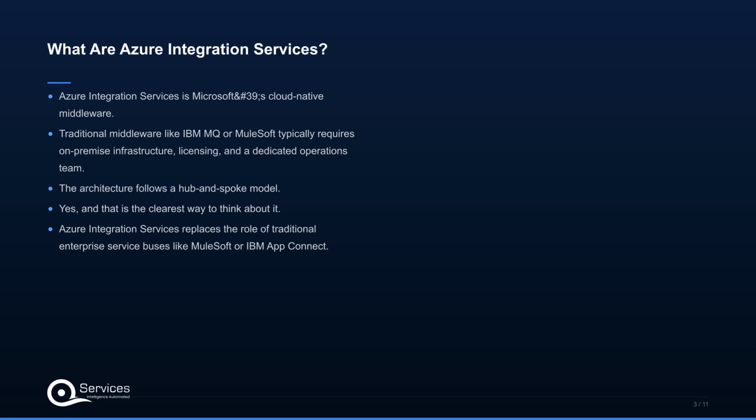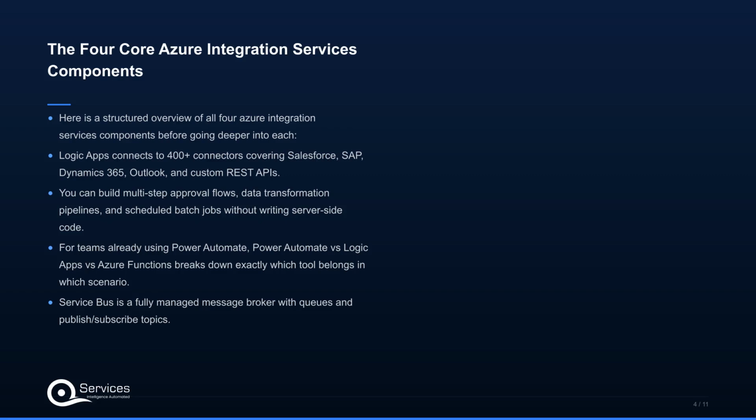Azure Service Bus acts as the central message broker, Logic Apps trigger on events or schedules, API Management sits at the perimeter to control inbound and outbound API traffic, and Event Grid fans out event notifications to multiple subscribers simultaneously. These 4 Azure Integration Services components are designed to be used independently or in combination, depending on the complexity of your integration scenario. Next up, let's talk about the 4 core Azure Integration Services components.